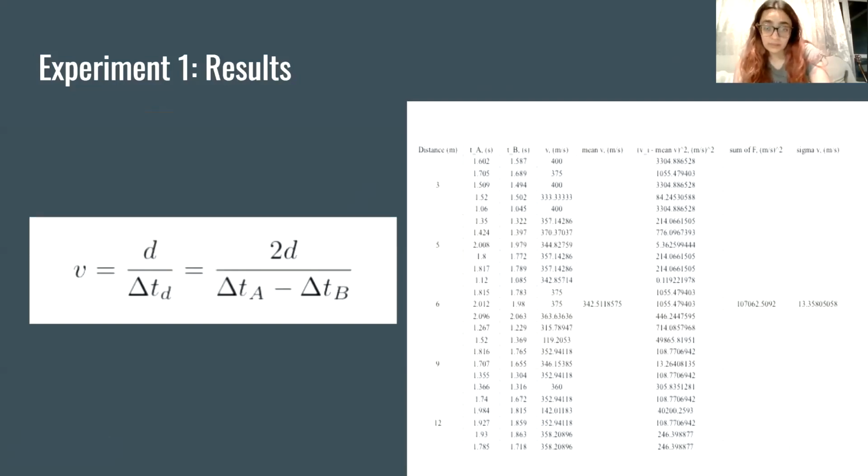You can see from the table that the mean value we obtained for the speed of sound was 352, and this is across varying distances. We changed the distances for a lot of measurements, and we found that the speed of sound we obtain is quite close to the theoretical speed of sound. So we would say that this experiment was successful.